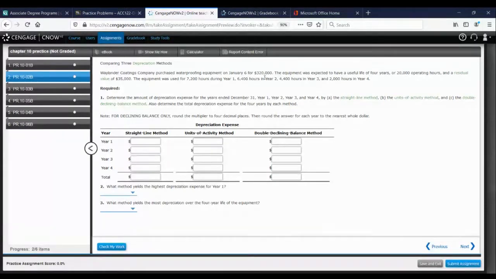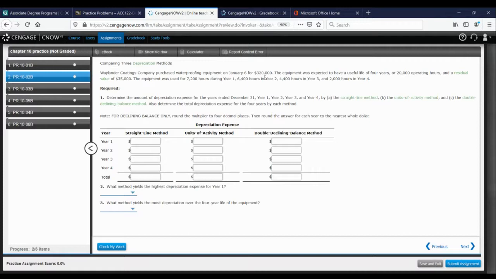It's also important to know what the useful life of the asset is. The useful life can be in years, or it can be in some type of activity, such as operating hours or units produced. We're going to estimate the amount of the useful life as an accountant. And in this particular example, we are estimating that this equipment will have a useful life of 4 years, or it can have 20,000 operating hours as a useful life.